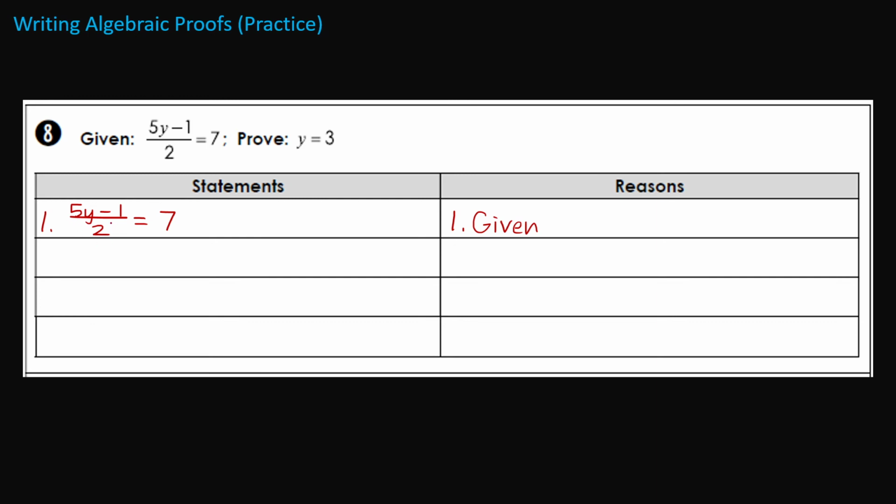Well, to me, I need to do something about this division by 2 here. The inverse of dividing by 2 is multiplying by 2. I'm going to multiply both sides of my equation by 2. Now in an actual 2-column proof, it's not going to be this messy. I will clean it up. But for statement 2, I'm going to eliminate here, and I'm left with 5y minus 1 equals 7 times 2 is 14. And so what I just did was use the multiplication property of equality. I multiplied both sides of my equation by 2 and kept the equation balanced.